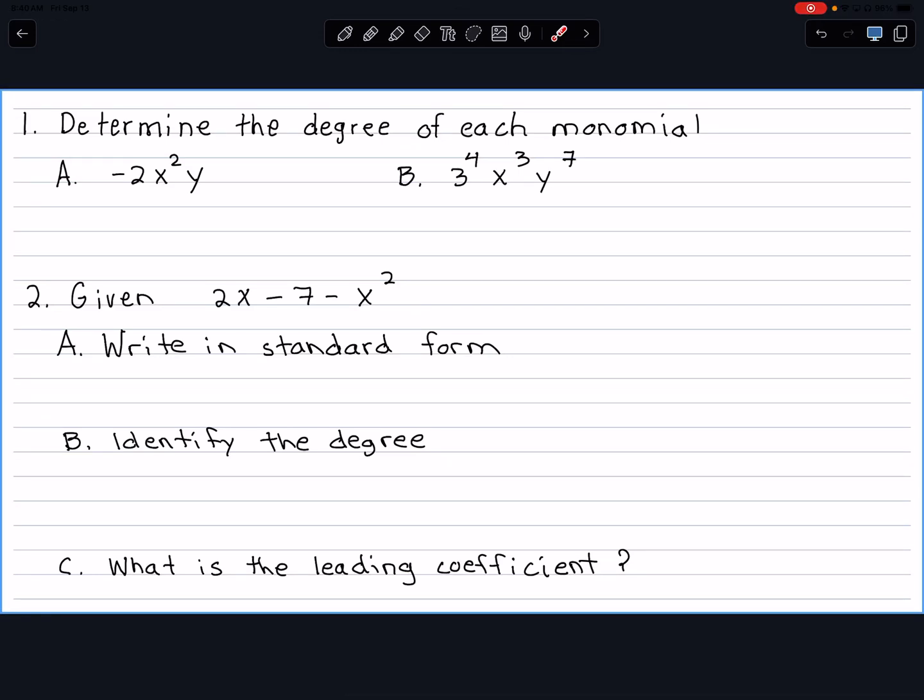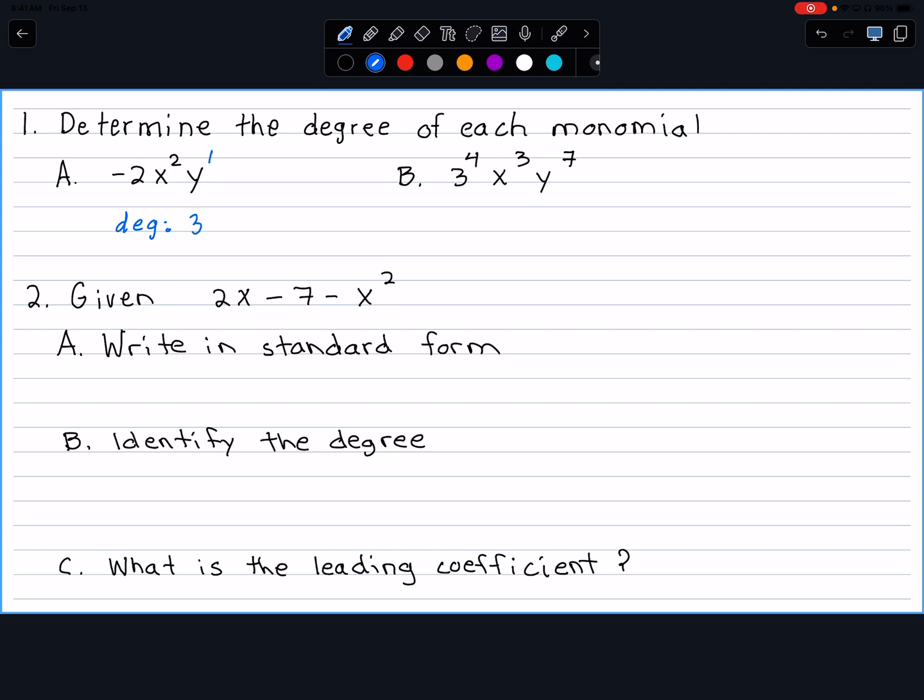Okay, so if we're looking at this first one, we're asked to find the degree of each monomial. Reminder, the idea behind finding the degree of each monomial is you're going to take the exponents that are on the variables. Don't forget, the y has an exponent of 1. So you take the exponents on the variables, you add them together, that gives you the degree of the monomial. So for the first one, our degree is 3.